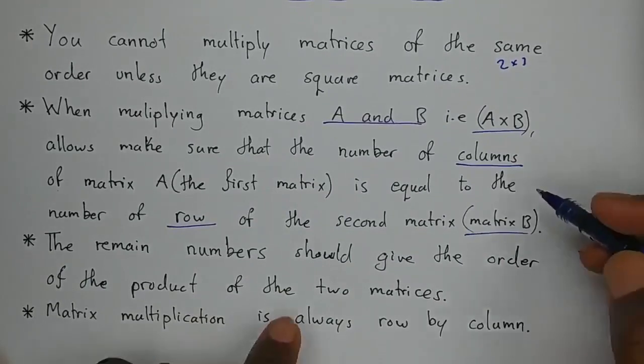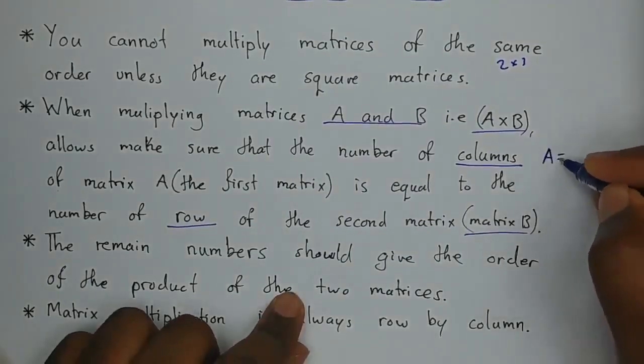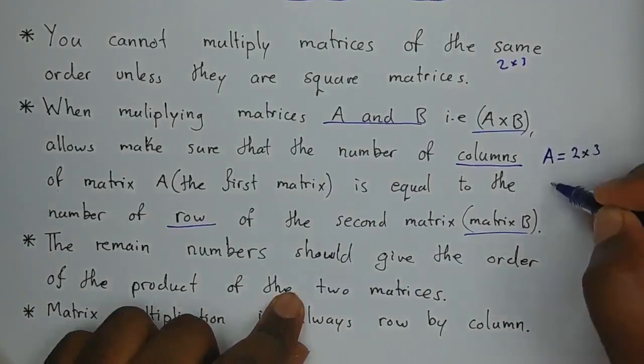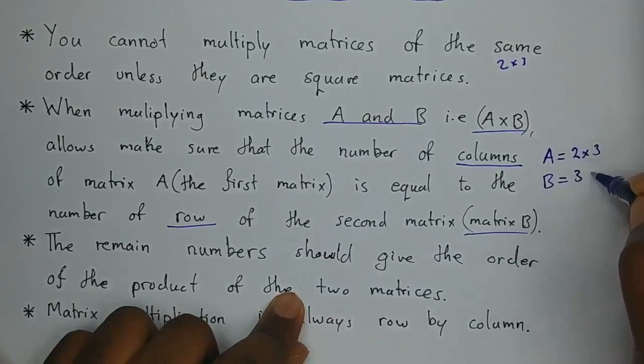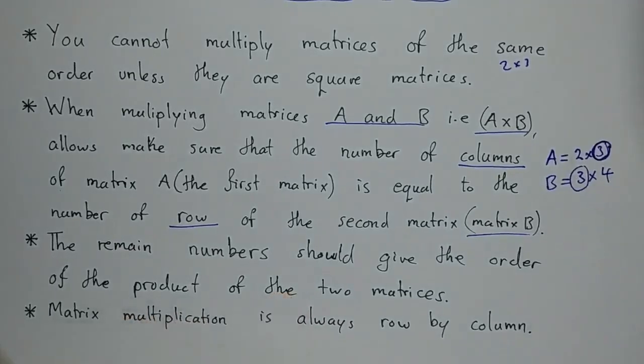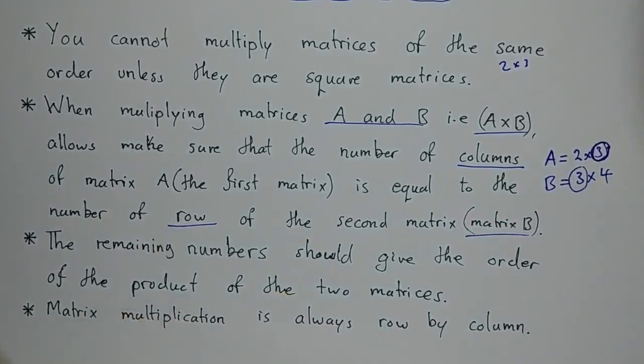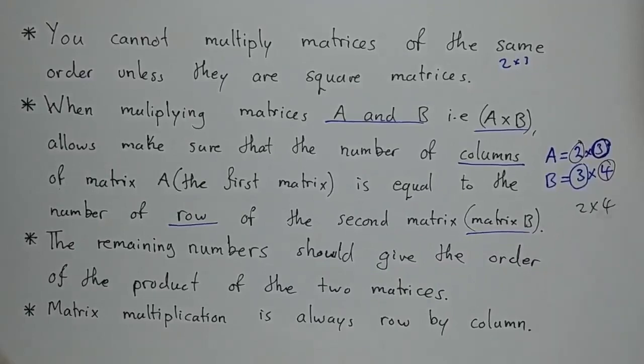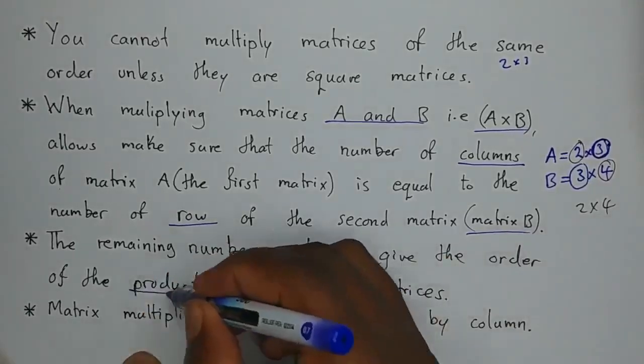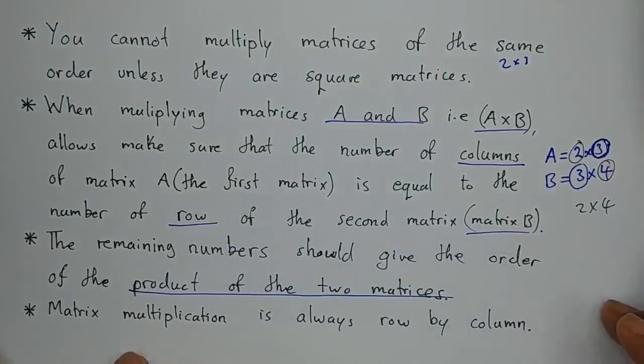What we're talking about here is, for example, if matrix A has the order 2 by 3, matrix B can have the order maybe 3 by 4, such that the number of columns in A is equal to the number of rows in B. That's what we're saying. Okay, so the remaining numbers that you have, which are 2 and 4, will give you the order of the product matrix that you're looking for. So yeah, the product of the two matrices.